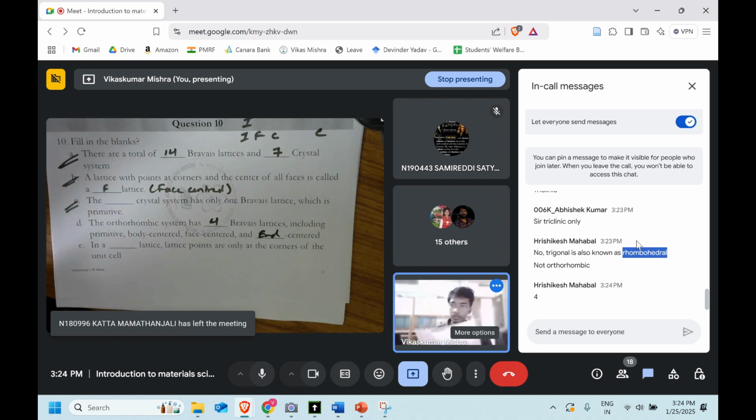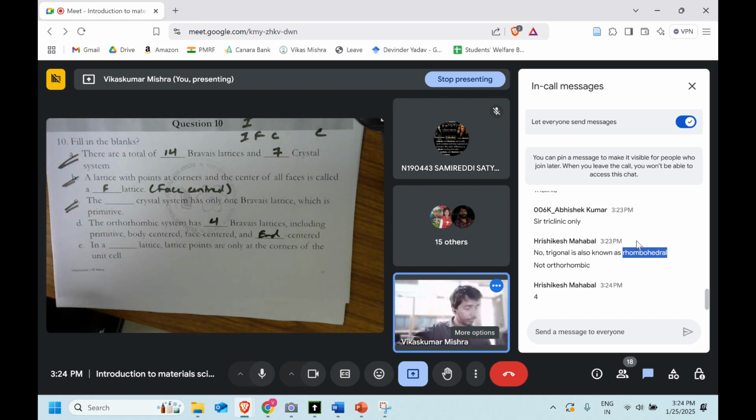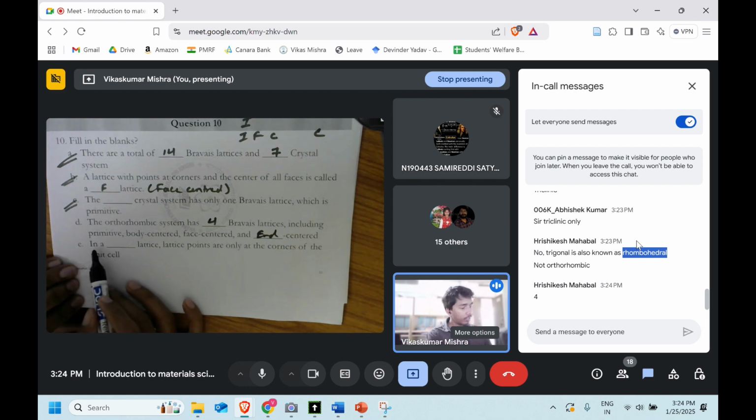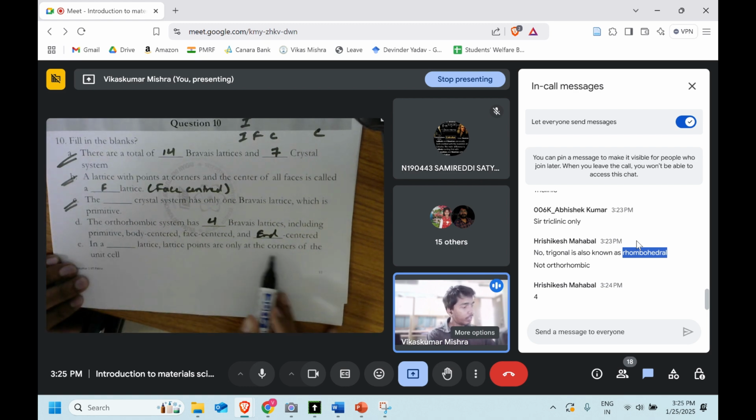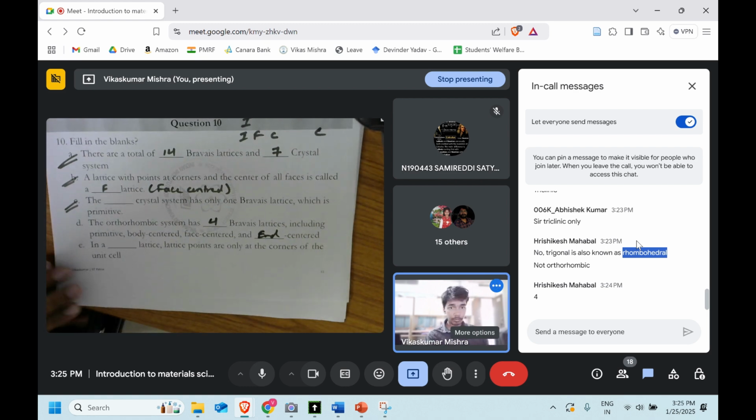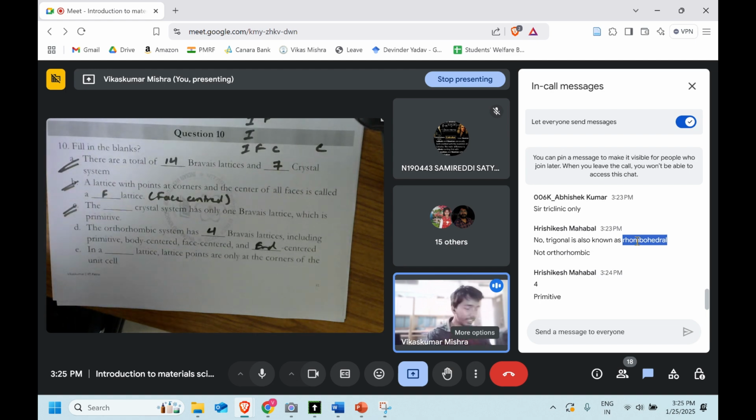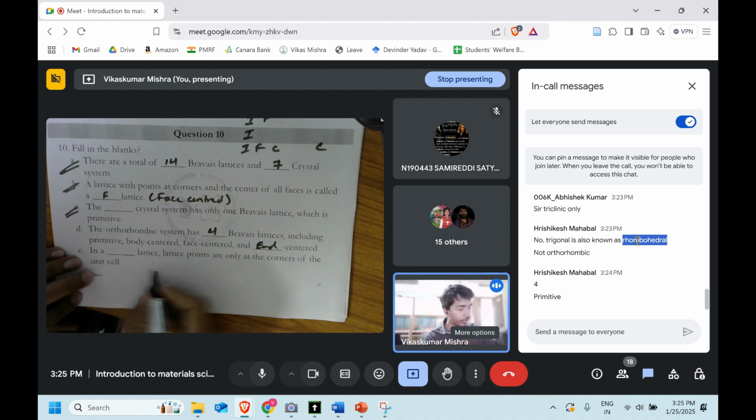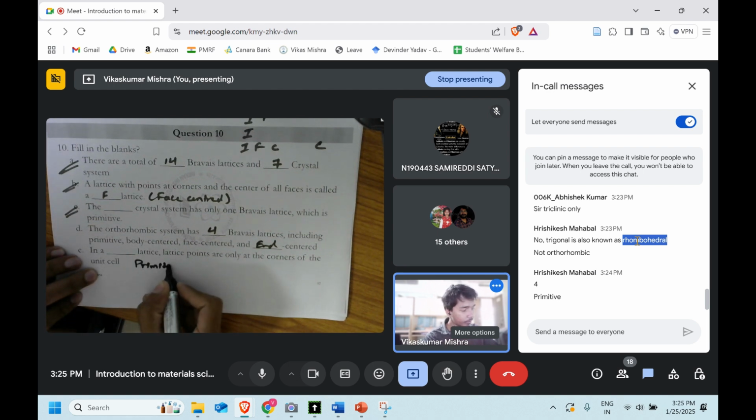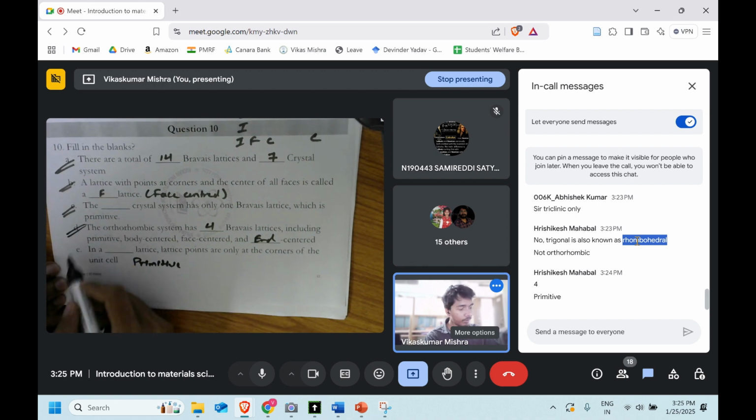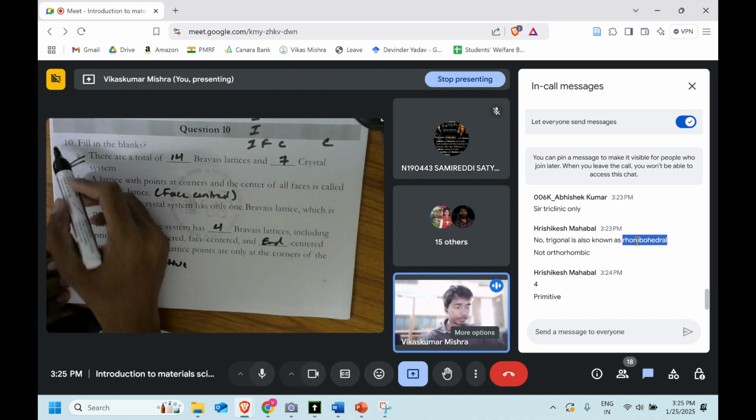Now the last one. In a dash lattice, lattice points are only at the corner of the unit cell. Primitive. That's right, Rishikesh. So here it's a primitive. So with that we have solved this question, question number 10.